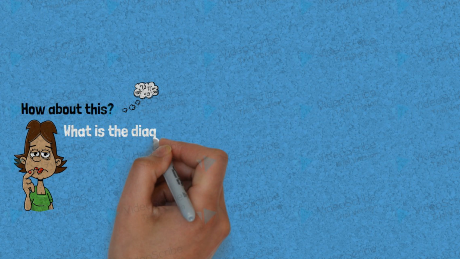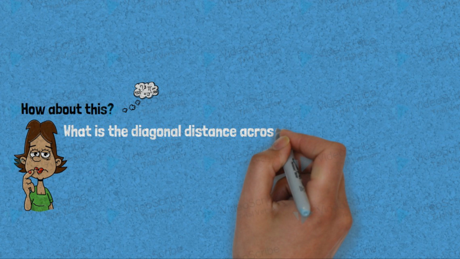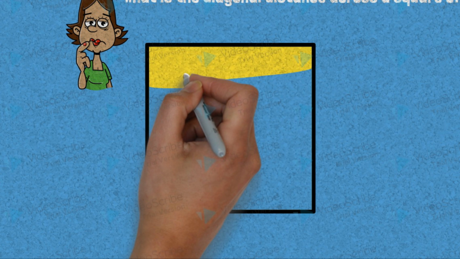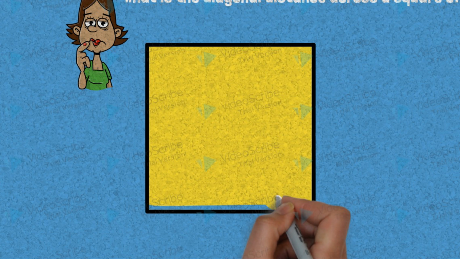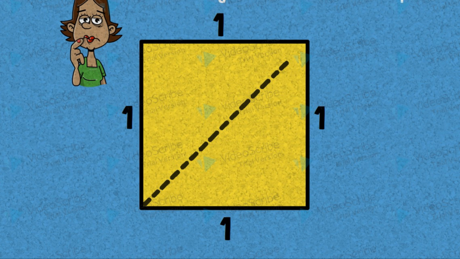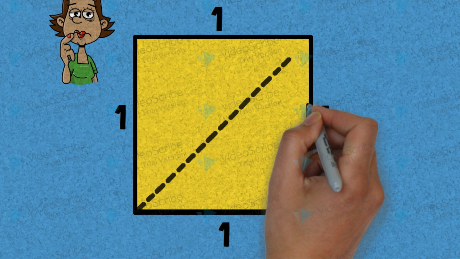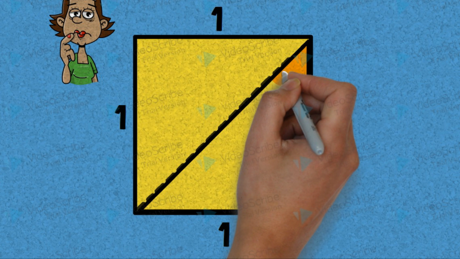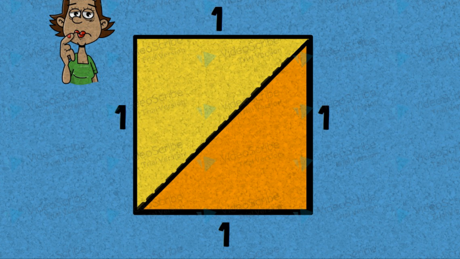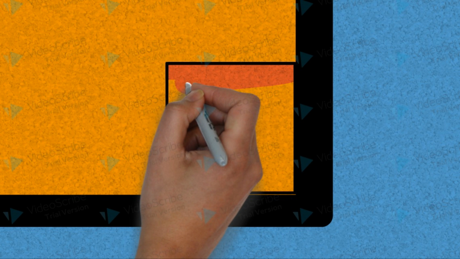What is the diagonal distance across a square of size 1? Let us start with our illustration. Let's assume that this square has sides equal to 1. Then the diagonal distance can be found from this point to that point. And as you can see, we were able to make a right triangle. Therefore, we may use the Pythagorean Theorem.